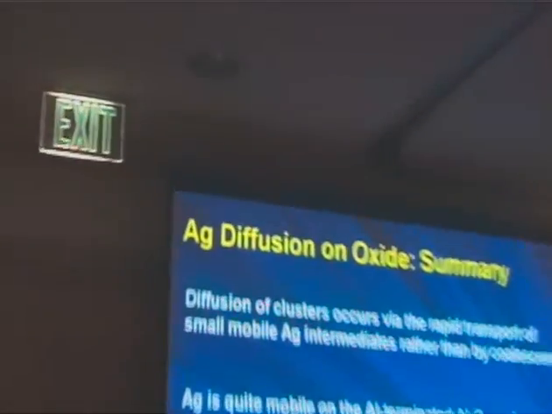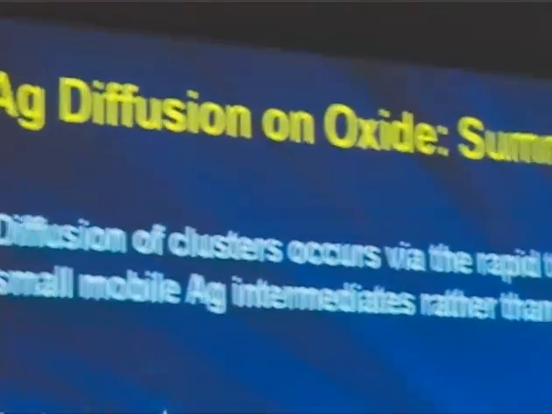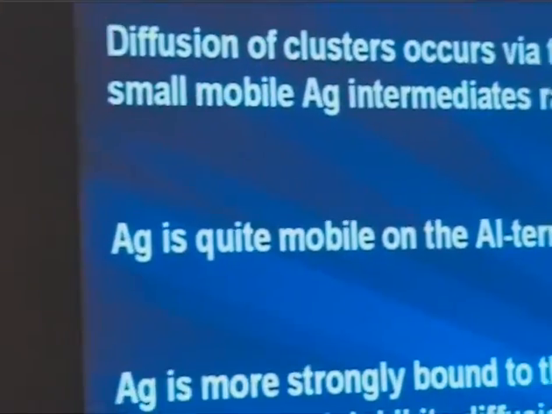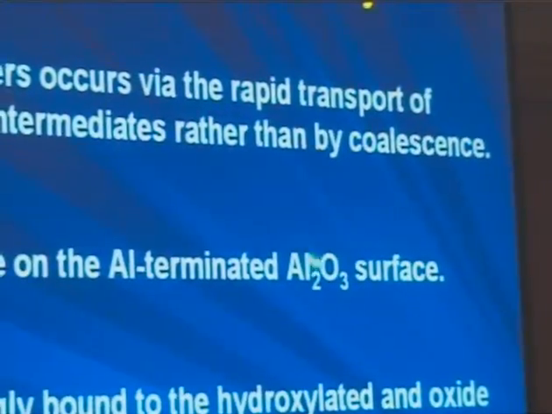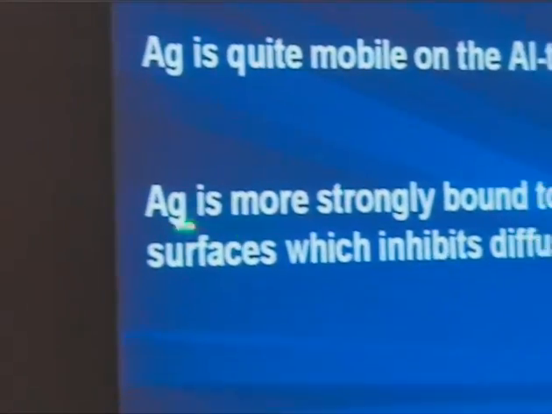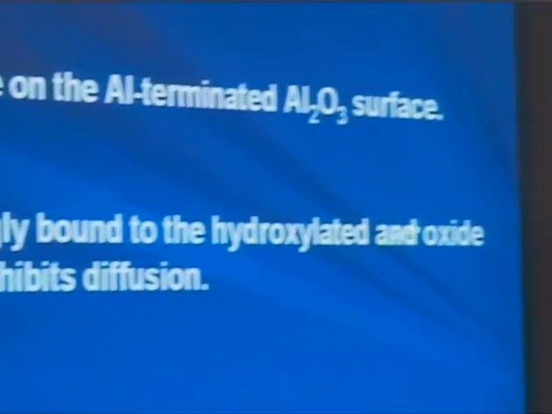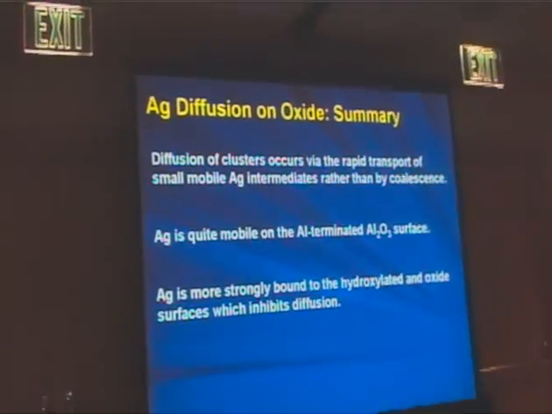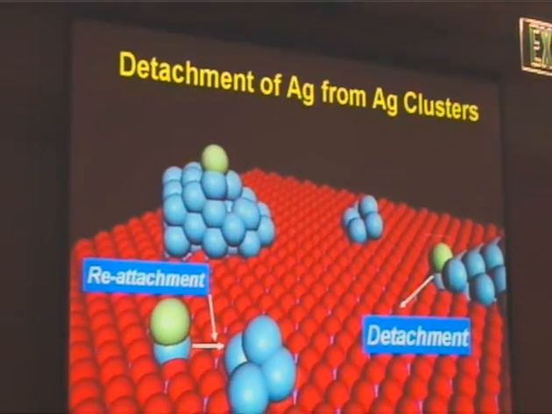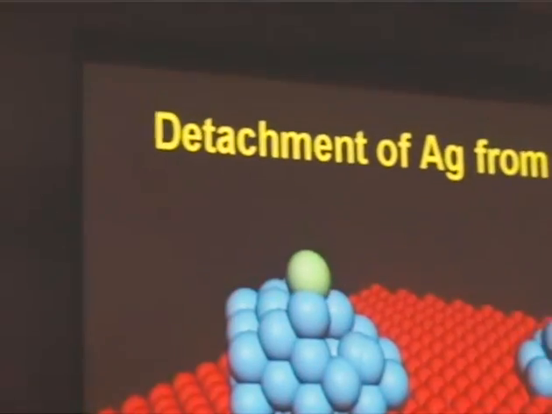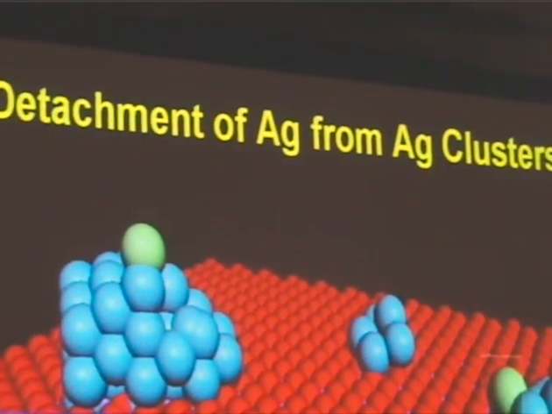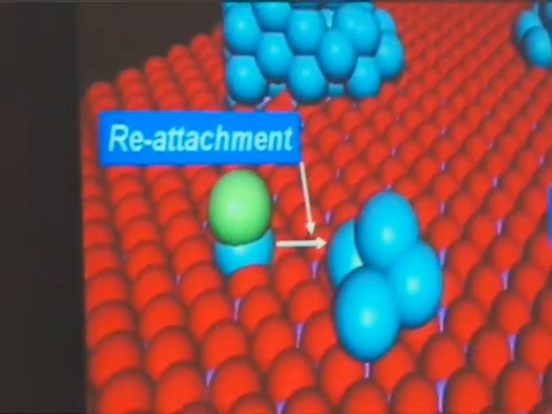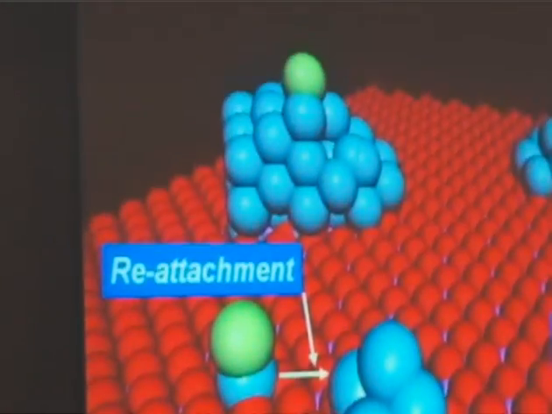Okay, so a summary on this aspect, which is the diffusion, is that diffusion of clusters occurs very rapidly if the surface is terminated as an aluminum terminated surface. Essentially, if you've got an oxide surface or a hydroxylated surface, that inhibits the diffusion of these small mobile intermediates along the surface. So the next step, which would actually be the first step, is the detachment, and then ultimately the reattachment is microscopic reversibility in this system.